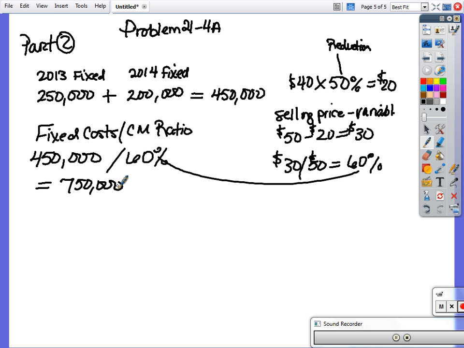Now, part 3 says, prepare a forecasted contribution margin income statement for 2014 that shows the expected results with the machine installed. Assume that the unit sales price and the number of units sold will not change and no income taxes will be due. So do you guys have an example in front of you of what a contribution margin income statement looks like? I'll take that as a no.